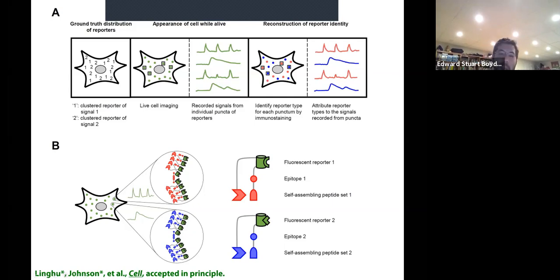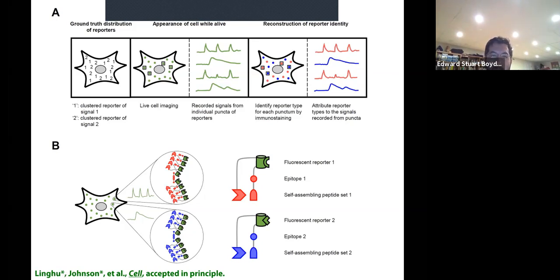How do we do this? Well, we discovered that you could build pairs of self-assembling peptides and connect them to a fluorescent reporter, and they will self-assemble into little clusters. So if you have two different reporters, a calcium indicator, for example, and a protein kinase A indicator, you can fuse them to two different self-assembling peptide sets, and they will then cluster at different random points throughout a cell.